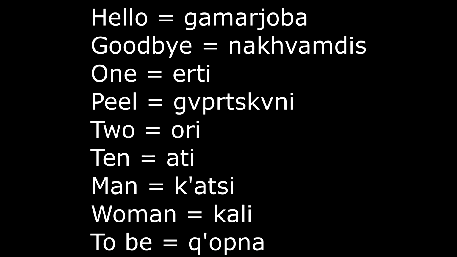So let's take a look at some of the words that we've evolved. So hello is gamarjoba. Goodbye is nakvandis. 1 is erdi. Peel is gvprtskvani. 2 is orri. 10 is ati. Man is atsi. Woman is kali. And to be is opna.